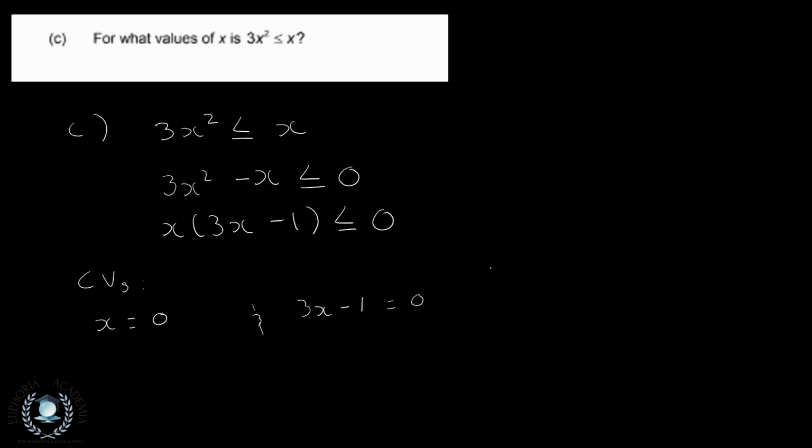So let's just make x the subject of the formula. We're going to have x equaling 1/3. So what does this all mean? Well, it essentially means that our x value is either 0 or it's in between 0 and 1/3, and it can also equal 1/3. And that is how you solve the inequality.